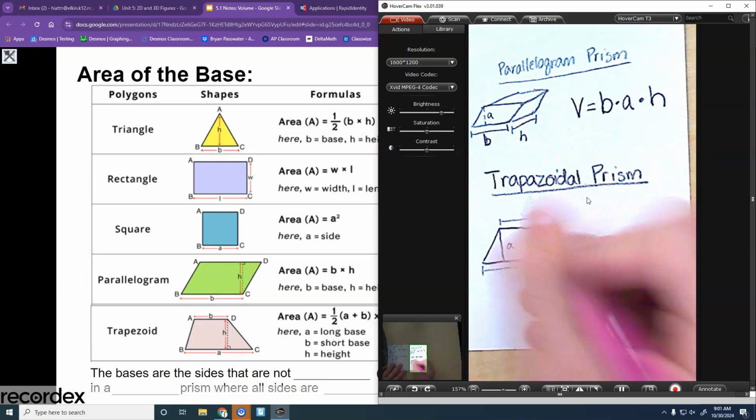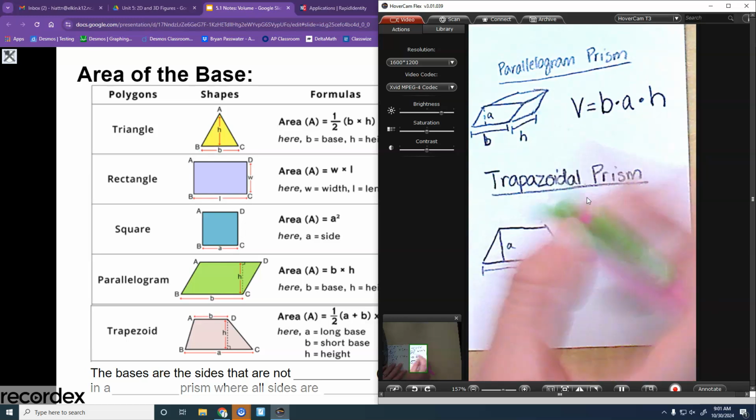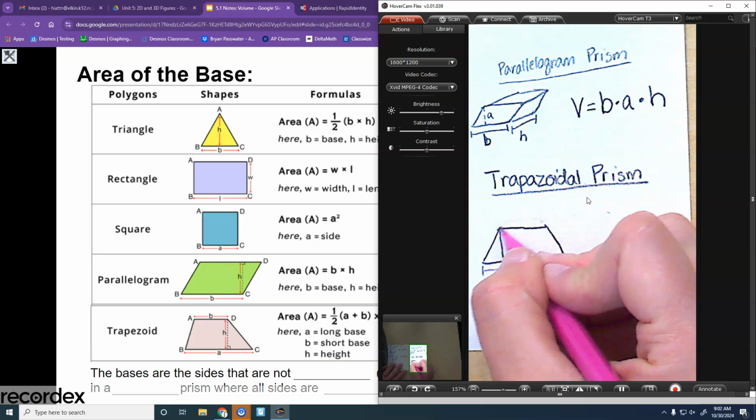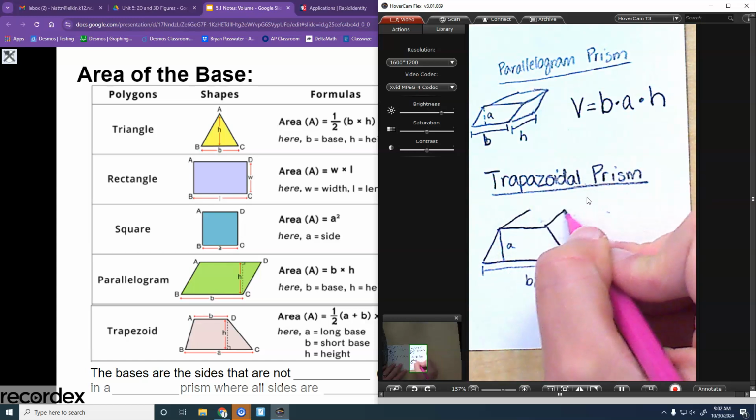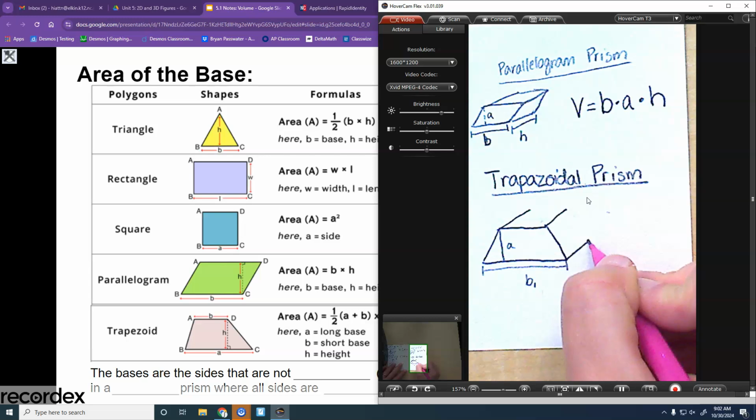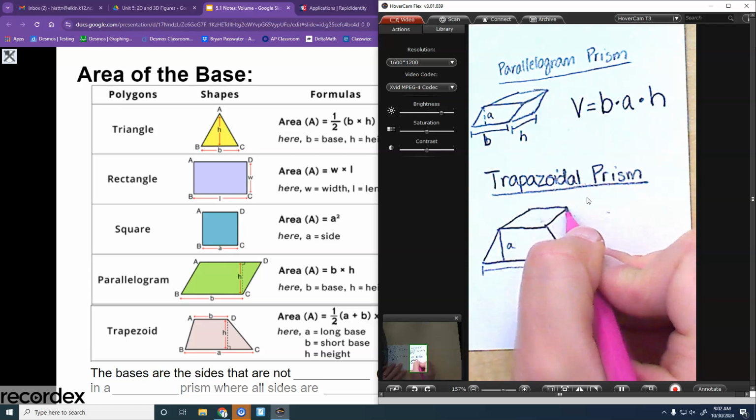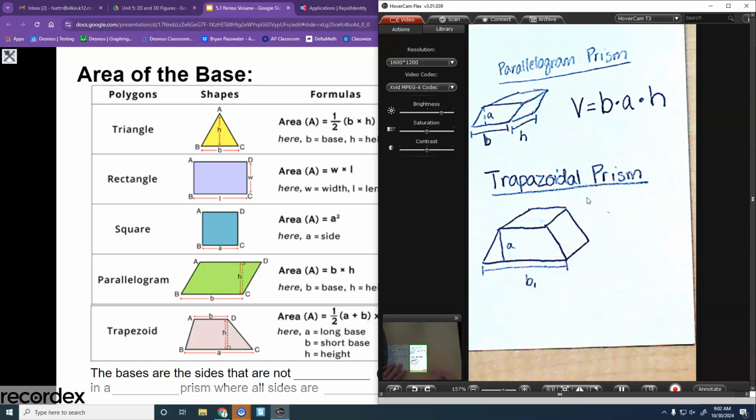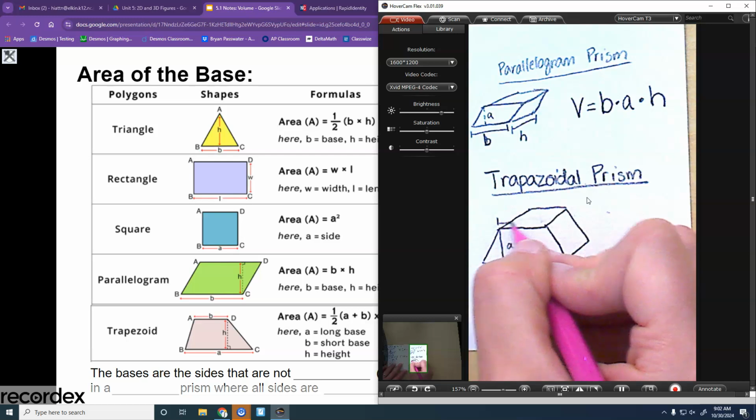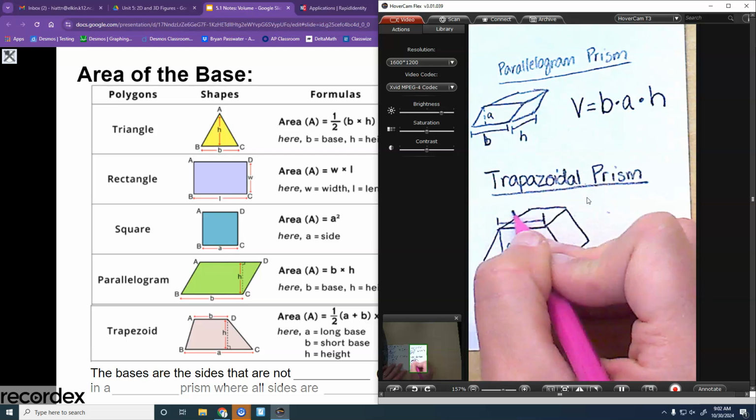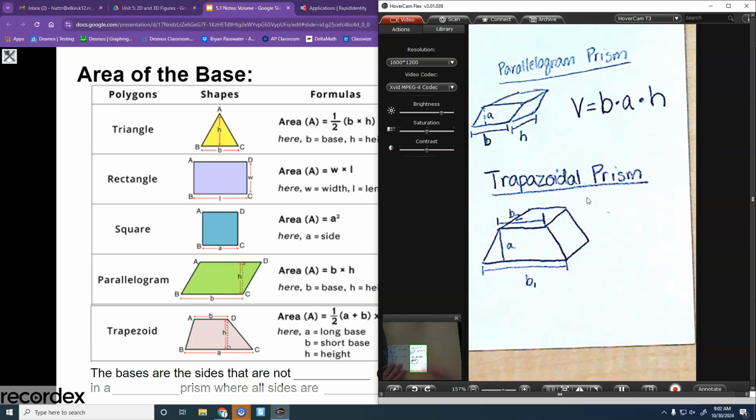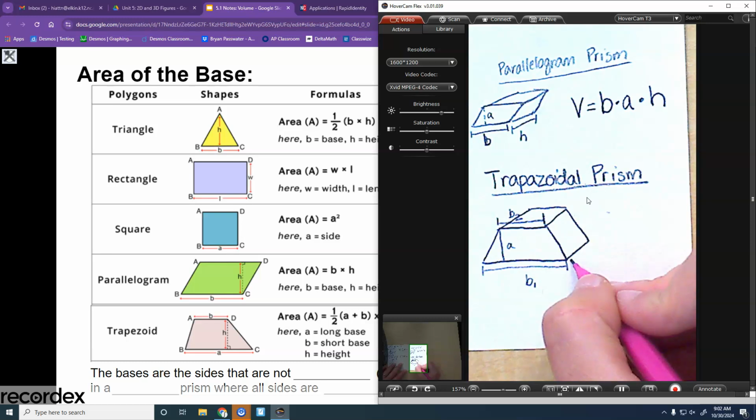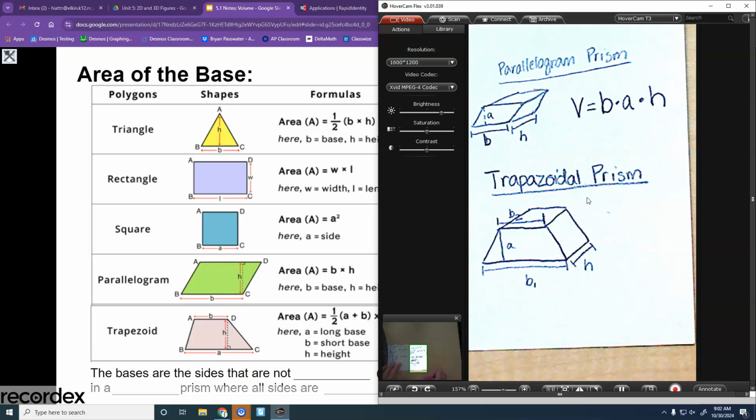Oh, hold on. I don't need to label this till we've made it a prism. It's not a prism yet. Draw your little lines. And then connect the ends of those lines. This would be B2, and then this part right here is your height.